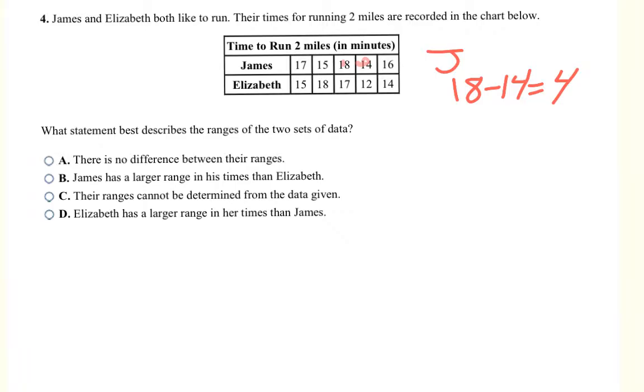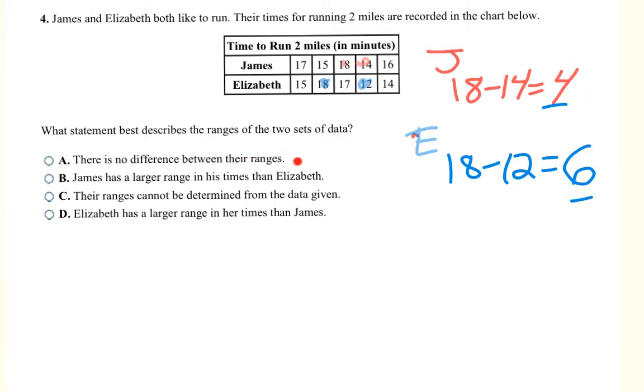And if this was a big set of data, it would be advantageous to put those data points in order from smallest to biggest, so you'd make sure that you didn't miss one. Because if you miss the smallest one and pick another number, it's going to mess up your whole answer. So for Elizabeth, her smallest value is 12, and her biggest value is 18. So you're going to take 18 minus 12, and her range is 6. So now that we know the ranges, we're just going to go through the answers and see which one matches up.